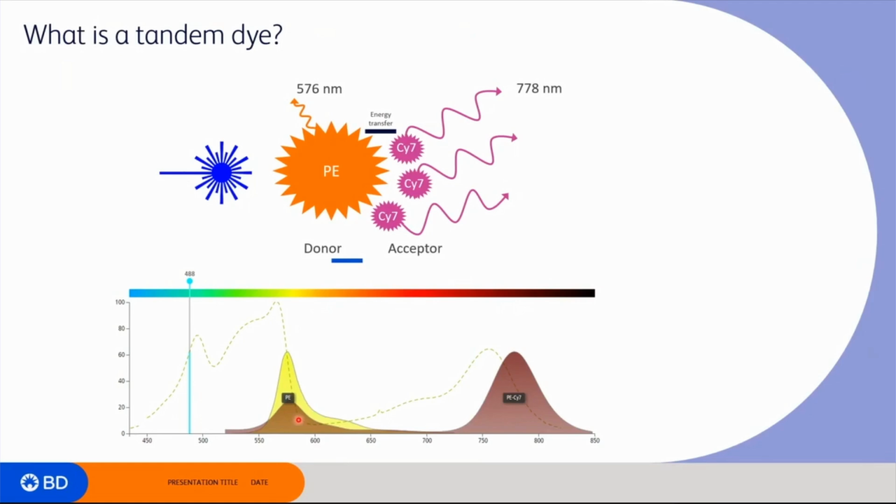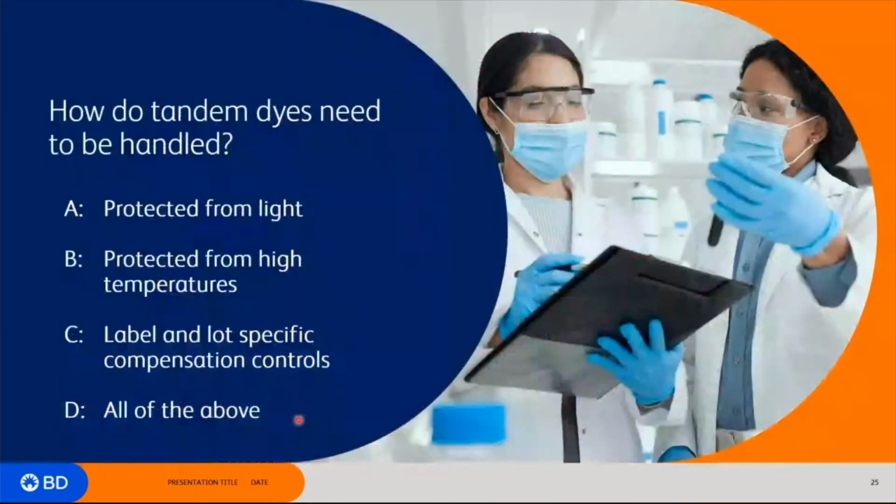And this brings me to the next question. How do tandem dyes need to be handled? Do they need to be protected from light? Do they need to be protected from high temperatures? Do they need label and lot specific compensation controls when you are using them in a multicolor flow cytometry panel? Or is it all of the above? The correct answer is all of the above.